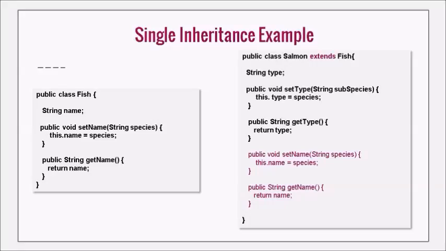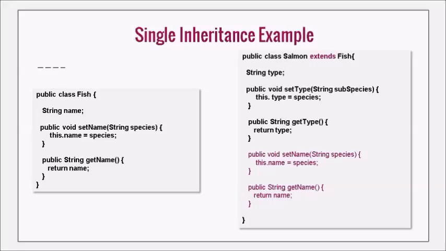This section, which is in pink, will not actually be code within the Salmon class, but it is from the Fish class. I just wanted to show that the Salmon class inherits the methods of the Fish class.